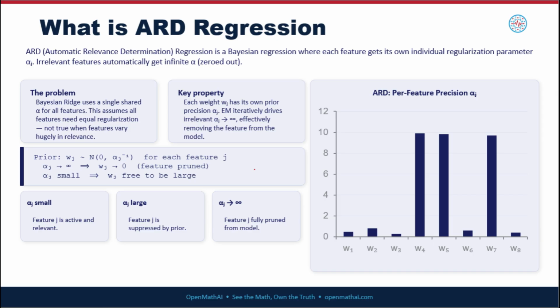ARD regression starts by considering all the input features and estimating their importance during training. Instead of applying the same amount of regularization to every feature, it gives each feature its own regularization parameter. As a result, the model automatically performs feature selection while building the regression model, reducing overfitting and improving prediction accuracy.